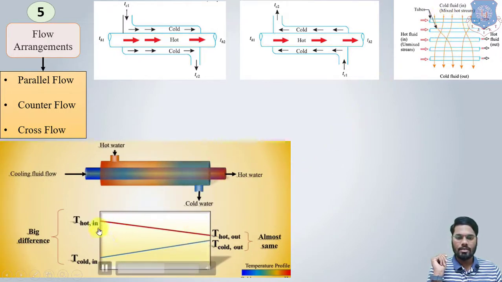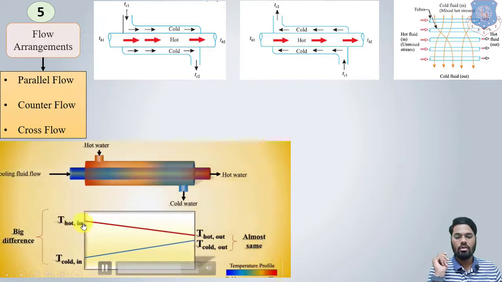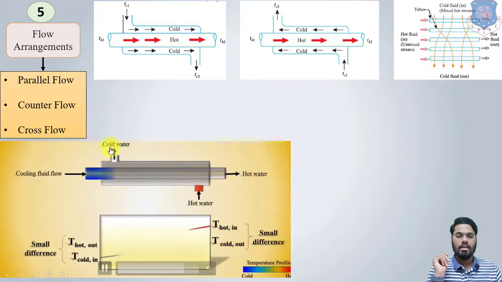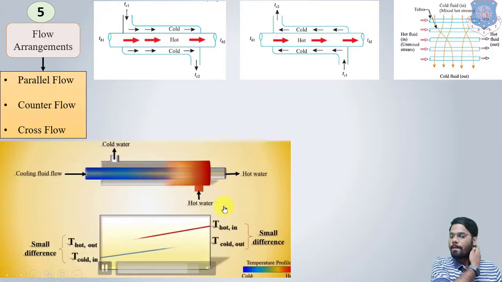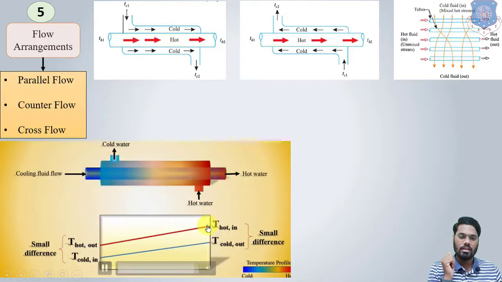So this is the temperature versus length diagram. The temperature of the hot fluid is continuously decreasing and the temperature of the cold fluid is continuously increasing in the parallel flow configuration. This is the T hot temperature. As well as in a counter flow, the hot water inlet is here, so TH1. Now the temperature of the hot fluid is decreasing. The cold water entering point is here, so this is TC1 and this is TC2. The temperature of the cold fluid is increasing.